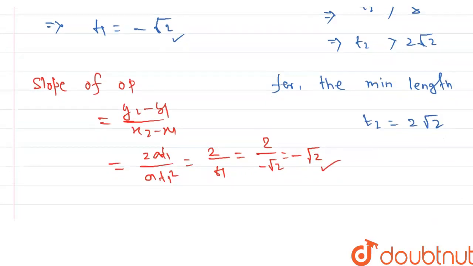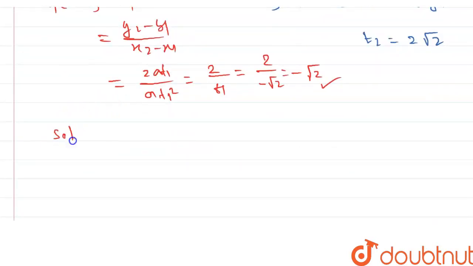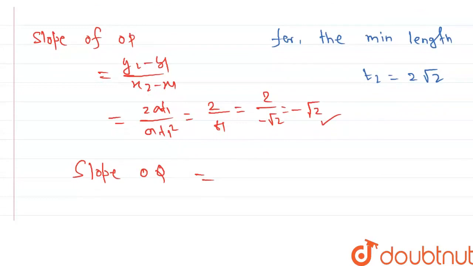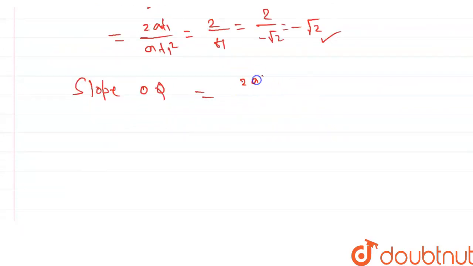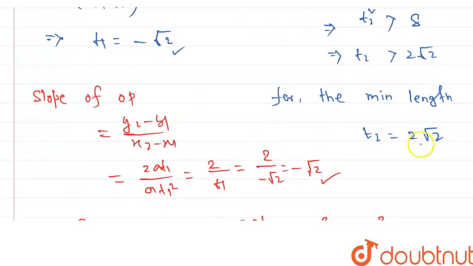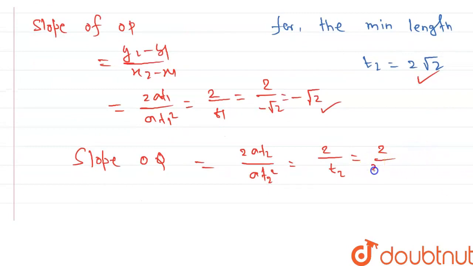Also we find the slope of OQ. The slope of OQ equals 2a by a t2 squared. Here a cancels out, and we have 2 by t2. If we put in the value of t2, which is 2 root 2, so 2 root 2 cancels out, and that is 1 by root 2.